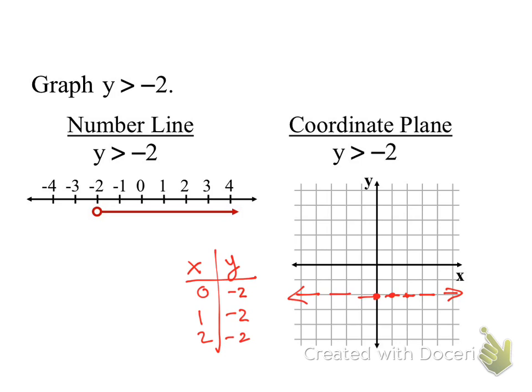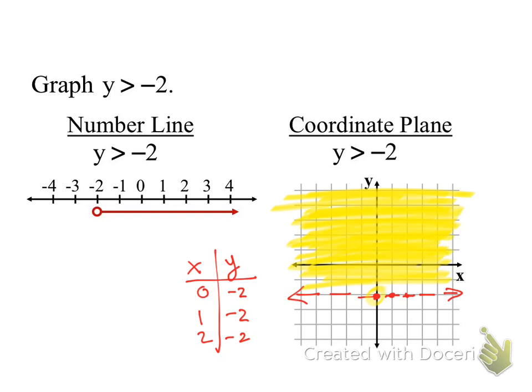What do you think makes this dashed as opposed to the other one, which was solid? It's not greater than or equal to. It's not equal to. If it said equal to, it would be solid. Does that make sense? But it's not equal to, so it's dashed. Now we have to make sense. Y is greater than negative 2. So on the y-axis, here is negative 2. Where are the numbers on the y-axis greater than negative 2? Above or below that? Above. So that then becomes your area of shading. Does that make sense? Okay, questions.